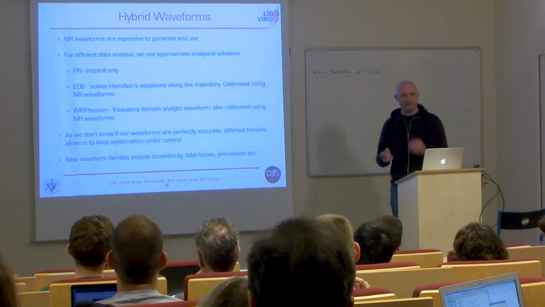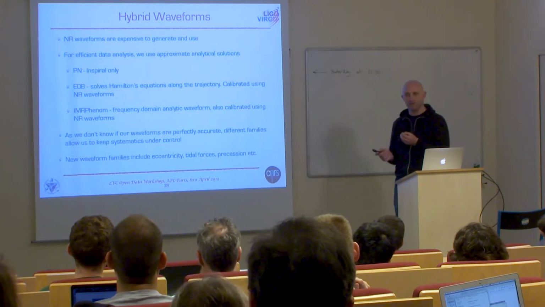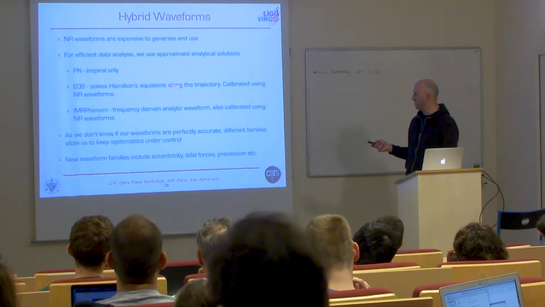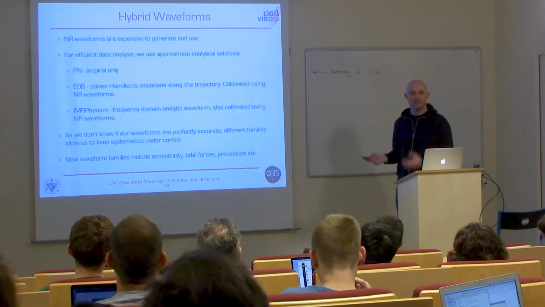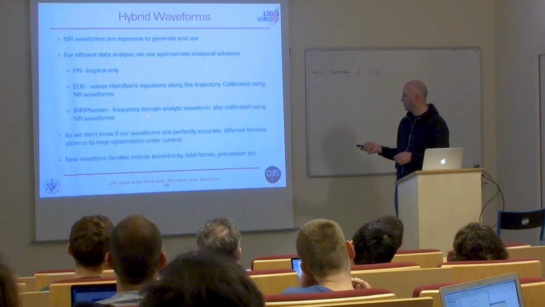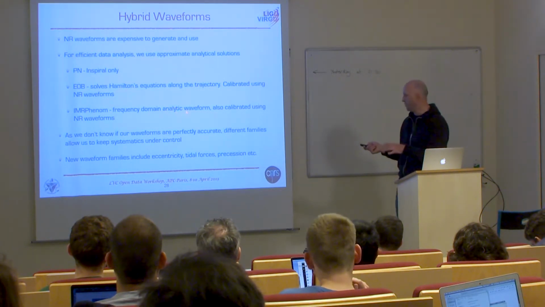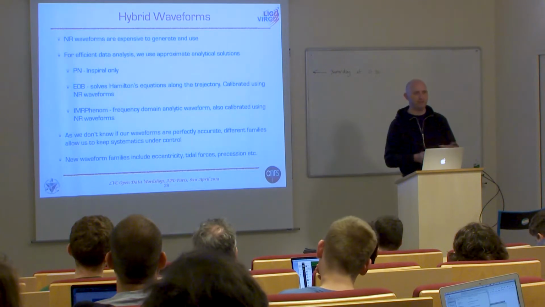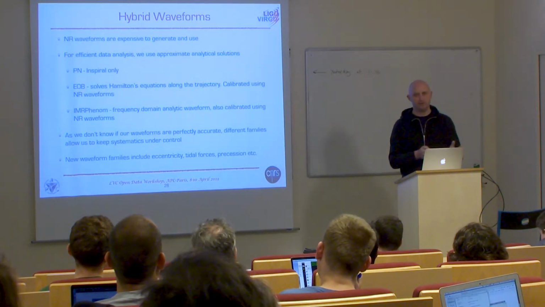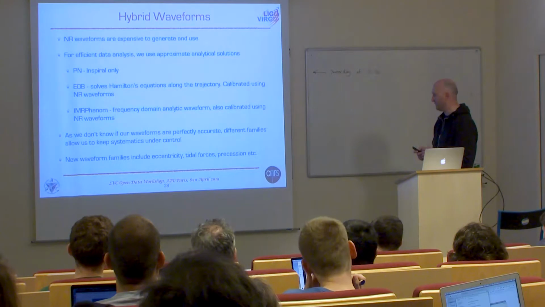They both solve the dynamics in different ways. One of them evolves the Hamiltonian along the trajectory and solves a set of coupled differential equations. The other one is done directly in the Fourier domain. The important thing is that both are calibrated essentially with each other and with numerical relativity. So they're both very, very accurate.